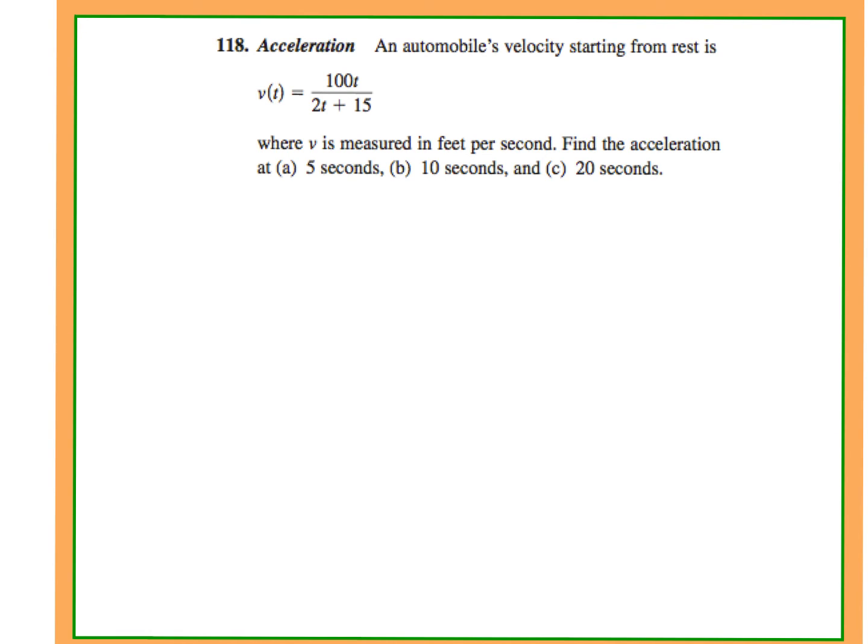Jacob's gonna read for us. An automobile's velocity starting from rest is v of t equals 100t over 2t plus 15, where v is measured in feet per second. Find the acceleration at 5 seconds. All right, 5 seconds. That's what we're gonna do.